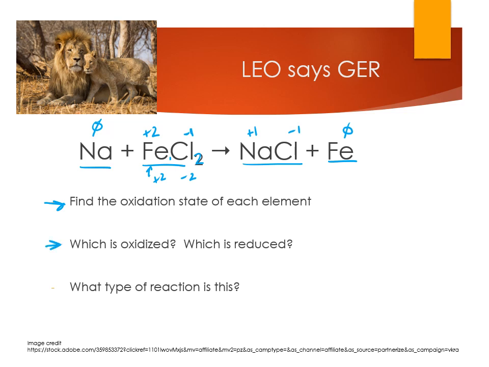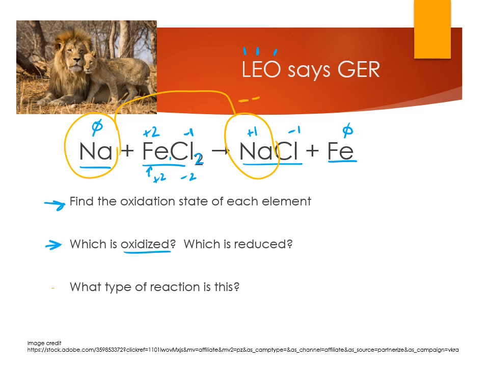Which guy was oxidized? Remember that oxidation means that we have lost some electrons. LEO says GER: lose electrons is oxidation. So I want to know who lost electrons. Sodium lost electrons. And how do I know? Sodium went from a 0 to a +1. The oxidation state went up, and the reason is it lost negative things. It's less negative, which makes it more positive.